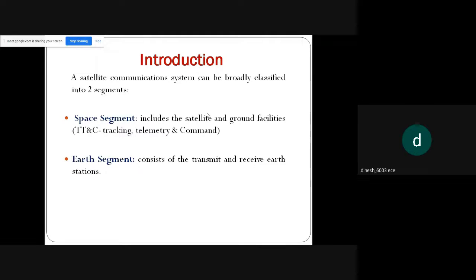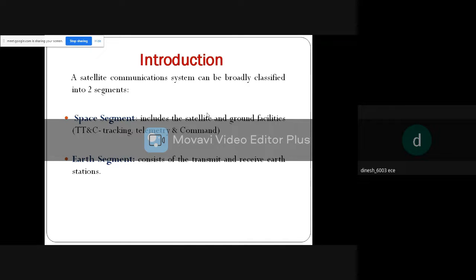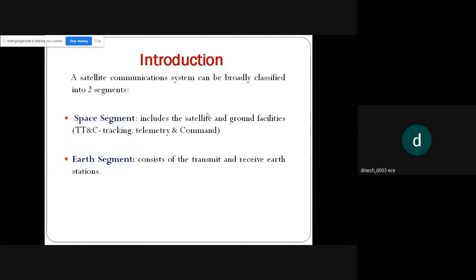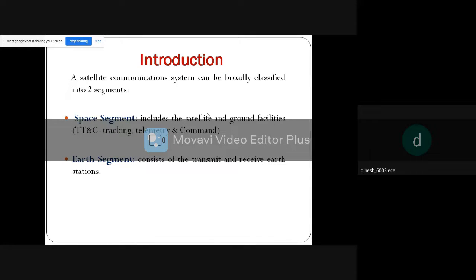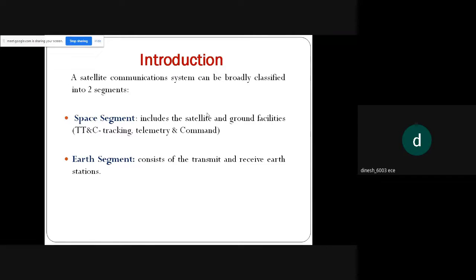So to start with the introduction, we'll divide the satellite communication into two different parts. One is the space segment. The second one is the earth segment or ground segment. The space segment includes the satellite and ground facilities, which we call TTC, telemetry, tracking, and command, that we had seen in unit number 1. The next segment is the earth segment or the ground segment, that has the transmit and receive earth stations.